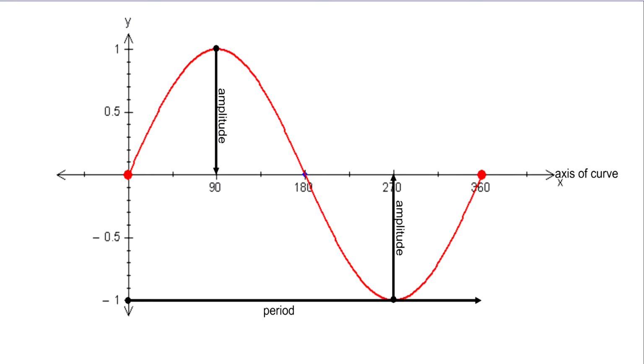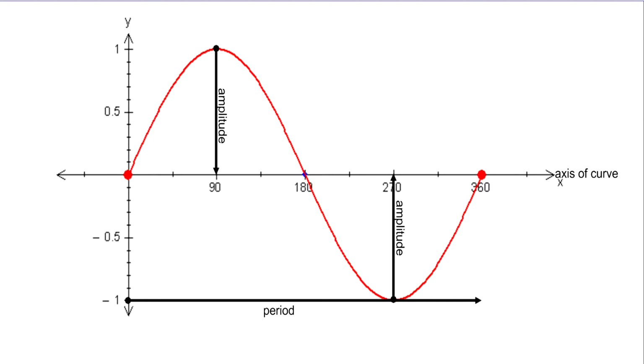So now we put those key terms into a graph. First off, we have our axis of curve. Since our maximum value is 1 and our minimum value is -1, that means the midpoint between those 2 points is 0, which is also our x-axis. Next, we have our amplitude. Since our maximum value is 1 and our axis of curve is 0, the distance between those 2 points is 1. Also, since our minimum value is -1 and our axis of curve is 0, that distance is also 1. That verifies that our axis of curve is actually 0 and our amplitude is also 1.